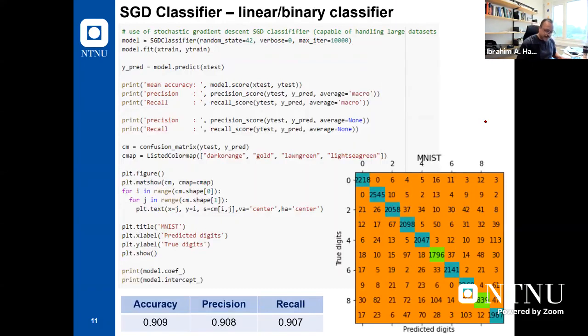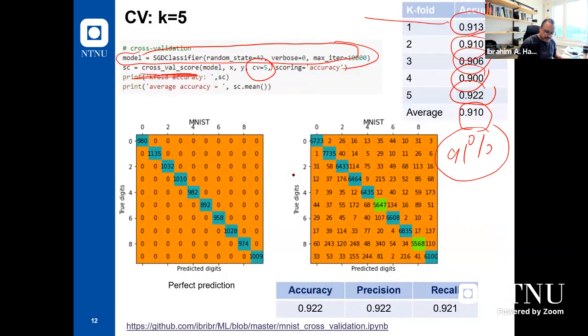So here, in this example, it's MNIST cross validation. You will see that after cross validation, I used the whole data set for the model, because now we don't need to keep anything for testing. We can just use the whole data set for my model again.